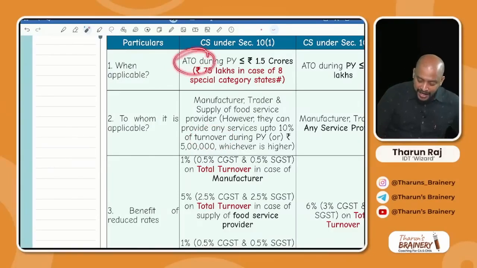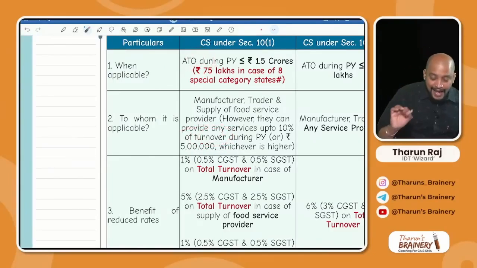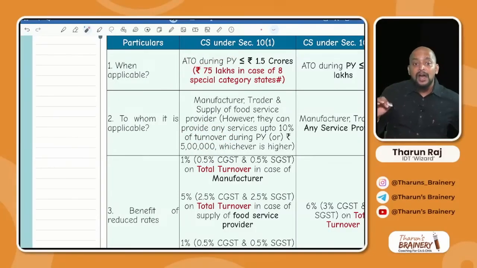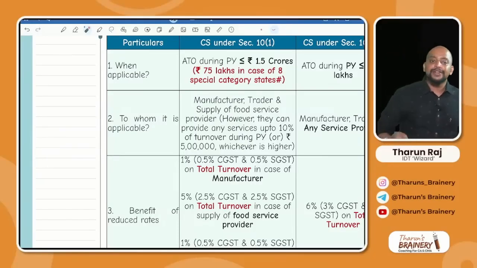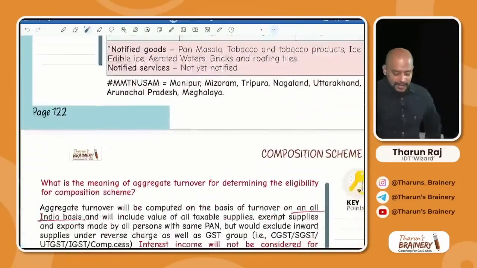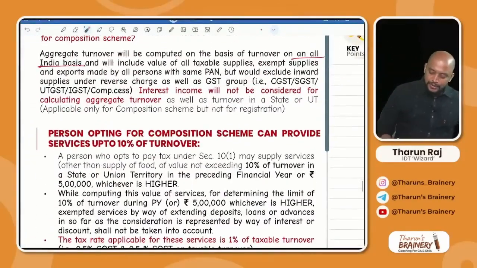What is the difference between ATO and turnover? Both are the same, except that aggregate turnover will be on an all India basis, and turnover will be state-wise. Aggregate turnover ATO versus turnover TO. What is extra we have? A for all India. You understood or not? That's what I have given here. So the same meaning will be applicable even for turnover in a state or union territory.